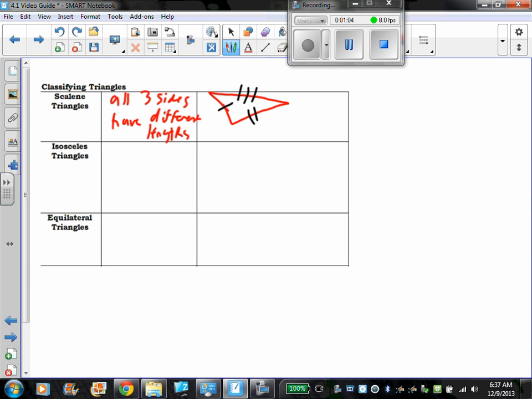An isosceles triangle is a triangle where two side lengths are equal. So let's say that we have this going on. Then what we would do is mark the two sides that have the same length with one mark, and then mark the side that has a different length with a different number of marks, like 2 marks.